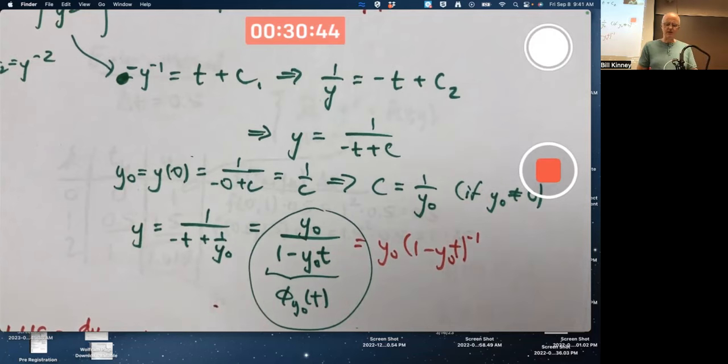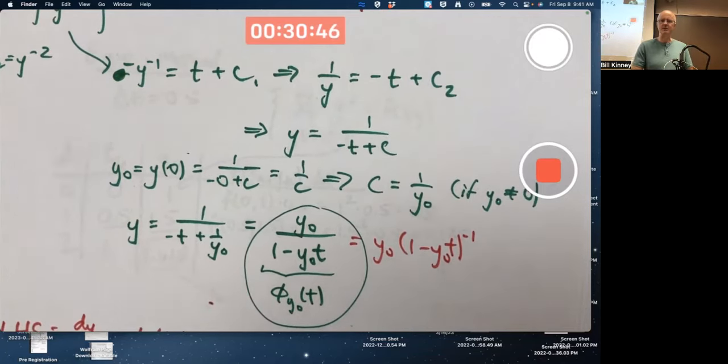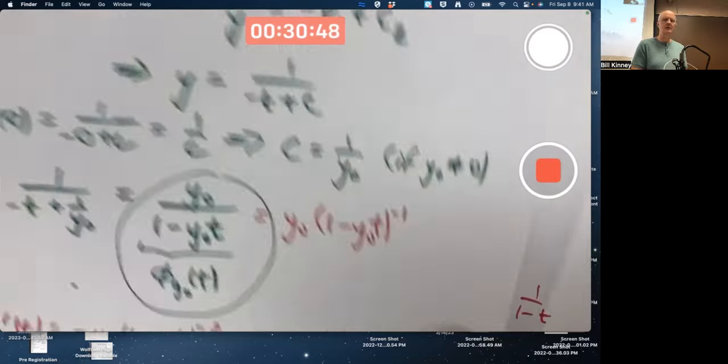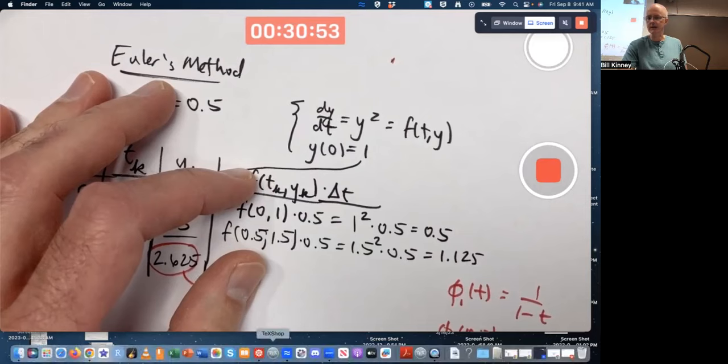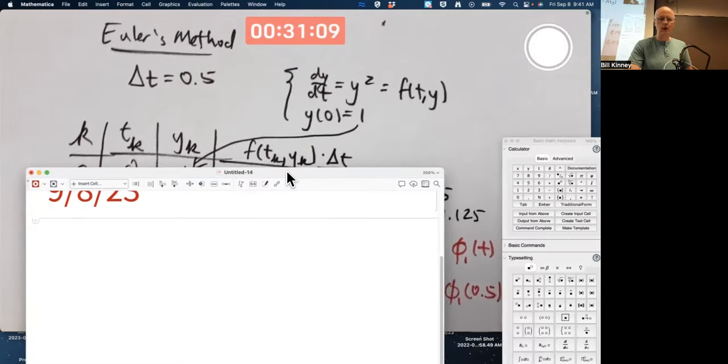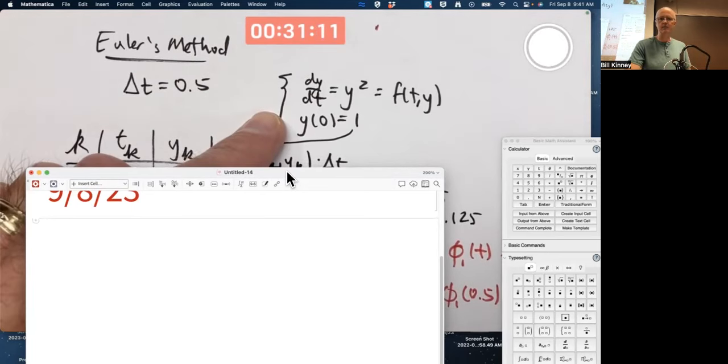I'm forgetting what lecture I do this in. It's lecture 4 or 5, but I think it would be good to spend at least 5 minutes showing you how to use Mathematica to do Euler's method here. So again, we're looking at this initial value problem.